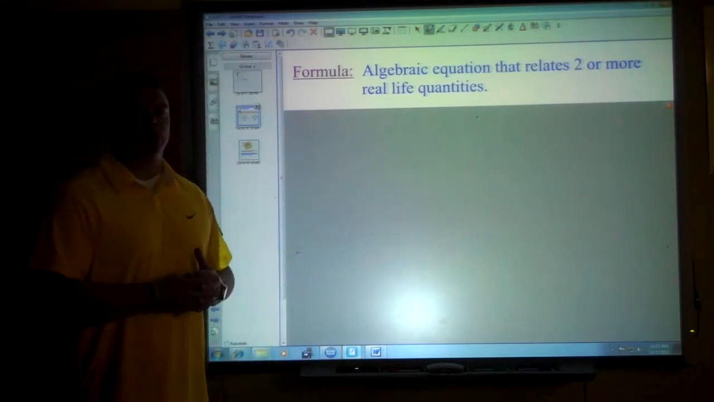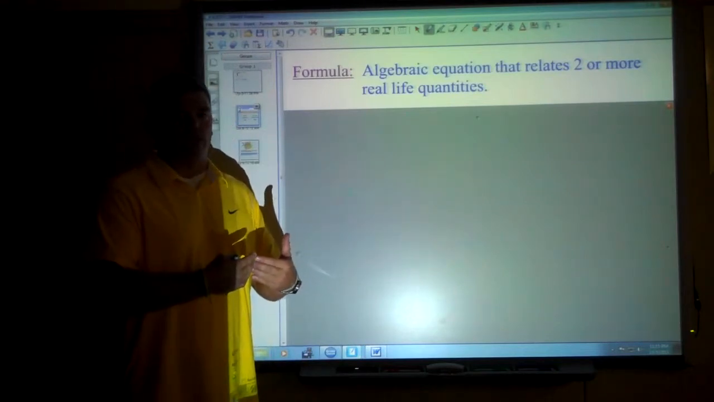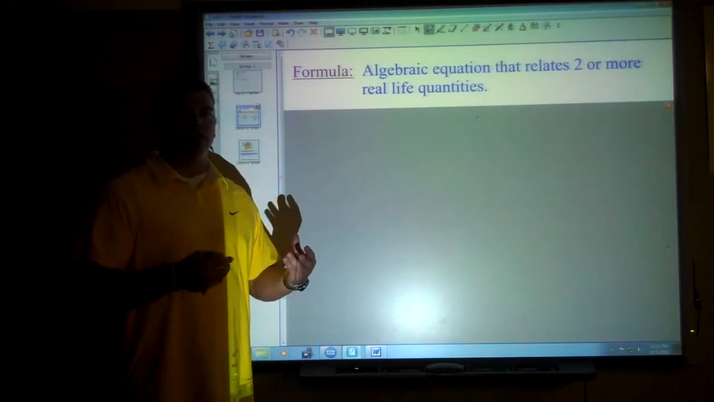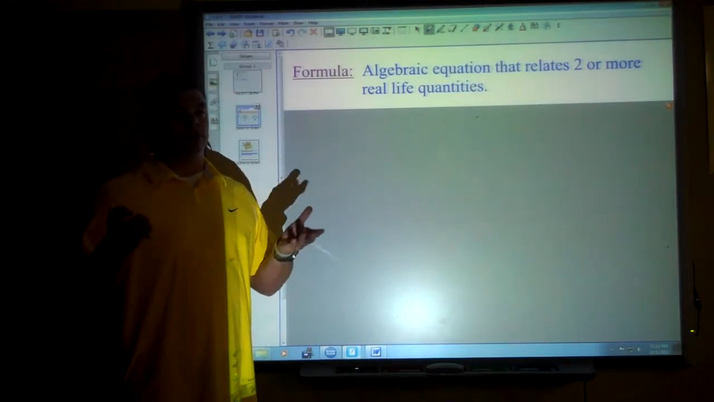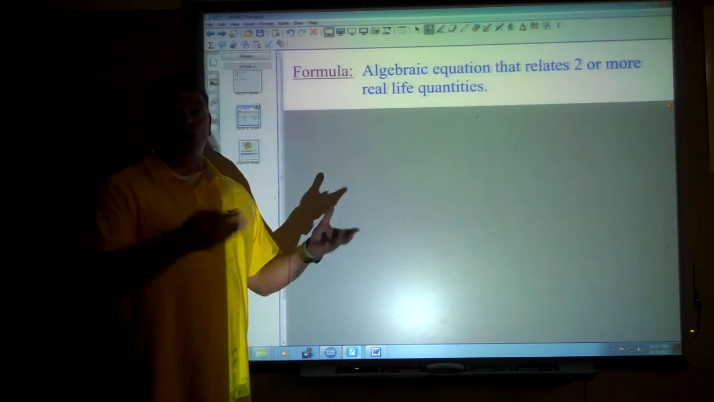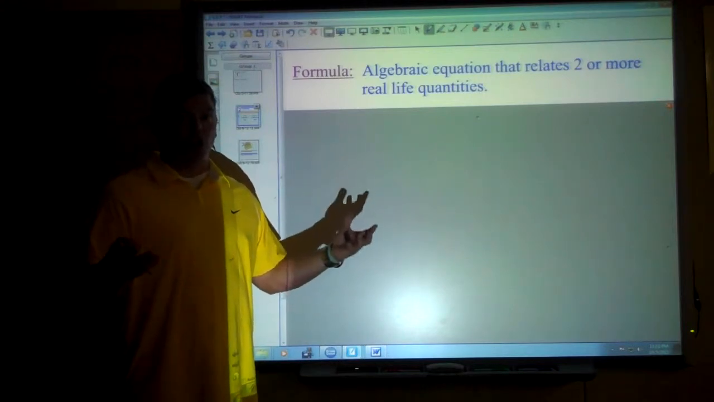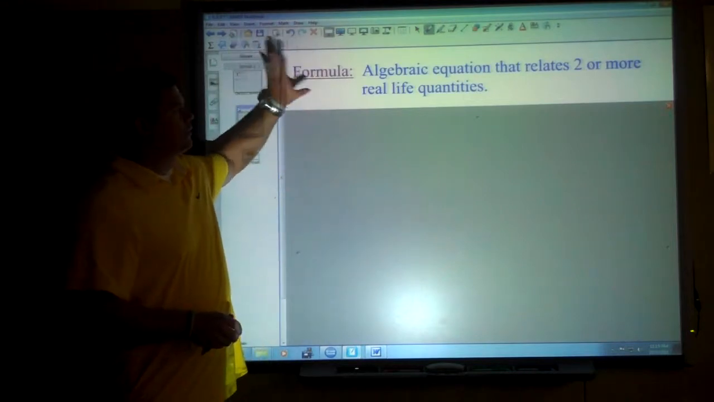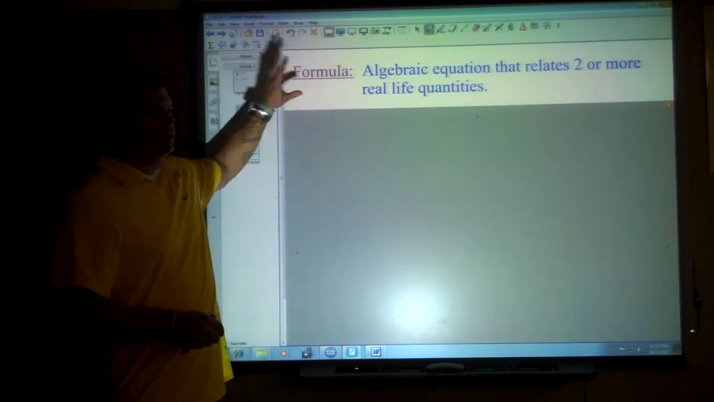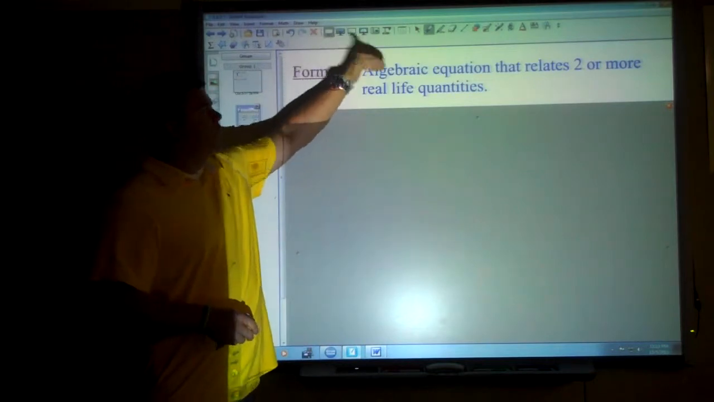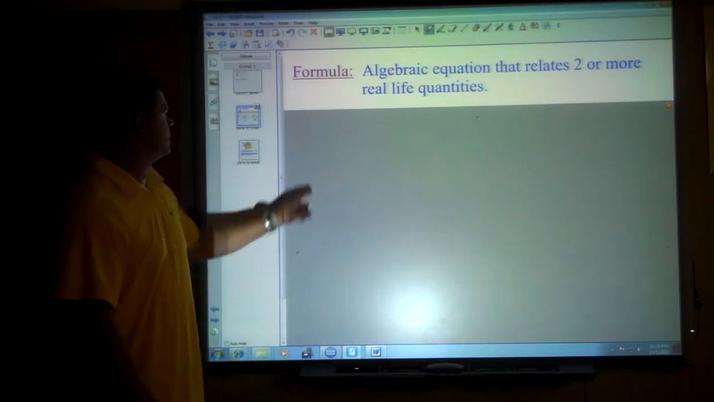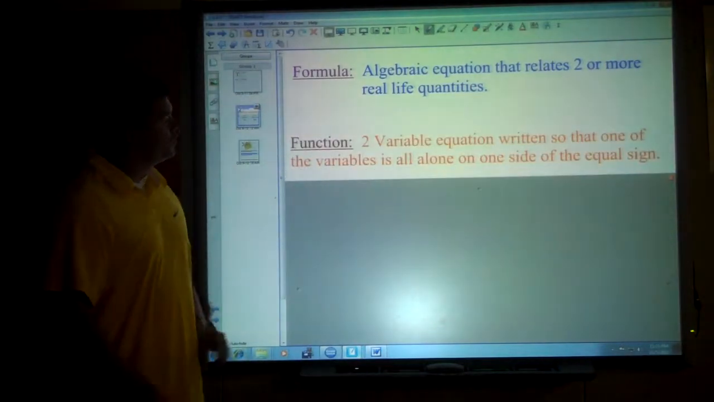Also, making sure that you put the correct values in for those variables is very important. As I mentioned in the past, if you're making cookies and you accidentally put the amount of sugar and you use salt instead, 2 cups of salt is going to make your cookies taste terrible. So the correct recipe, the correct formula for the correct problem is very important. But remember, a formula is really just an equation that has at least 2 different real-life quantities. All right? Now, a function.